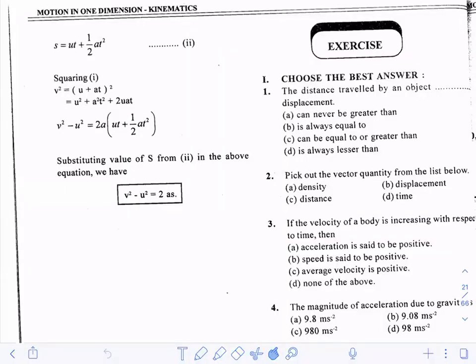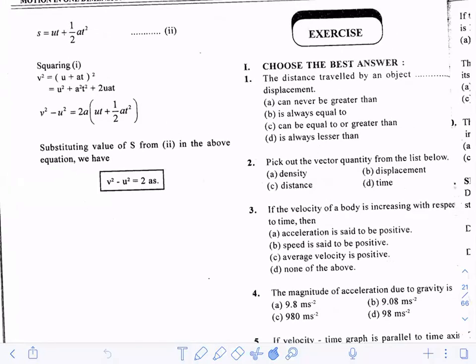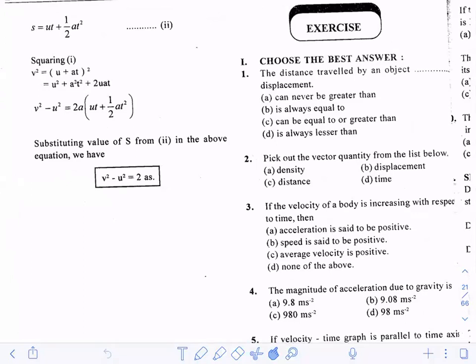Just read question number 1 and try to answer in the chat. Yes, we'll do the questions of the book. Just read question number 1 and then try to answer.